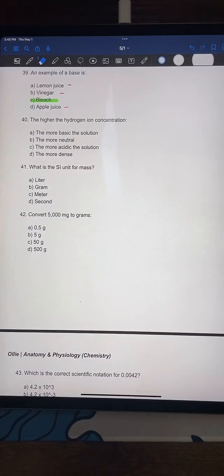So bleach is basic. It's a base because it has mostly sodium hypochlorite. So you would use bleach to essentially neutralize an acid.